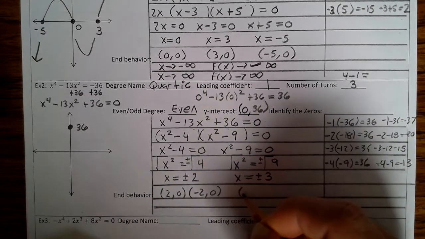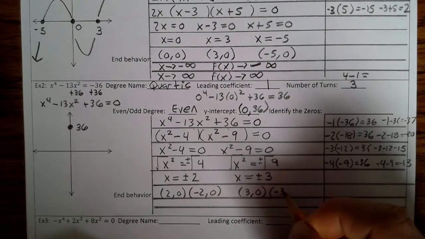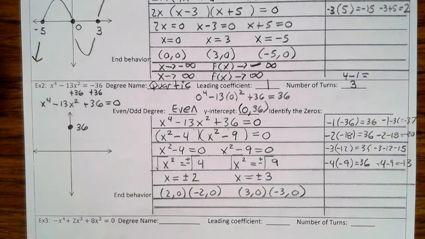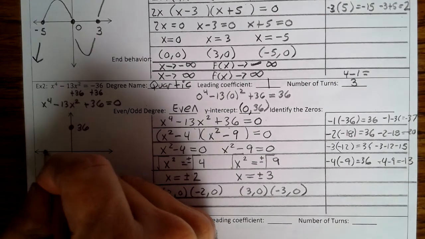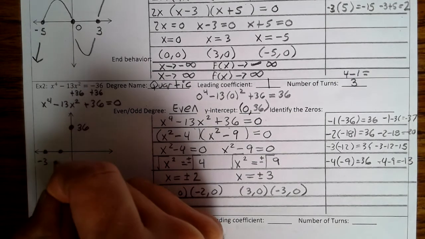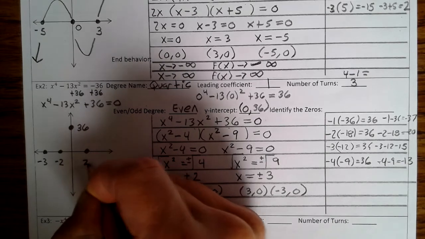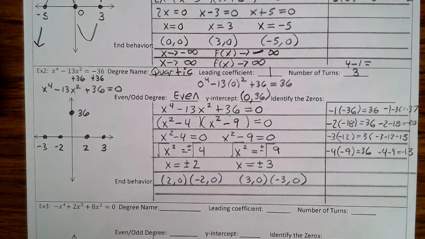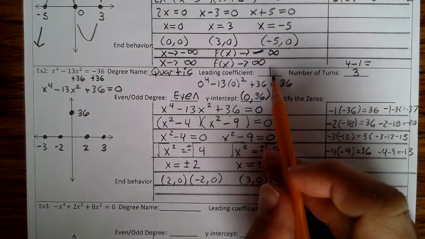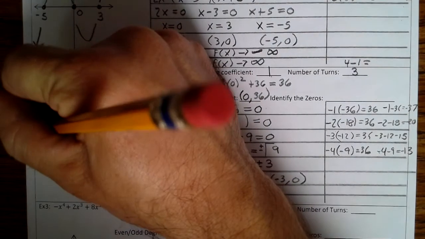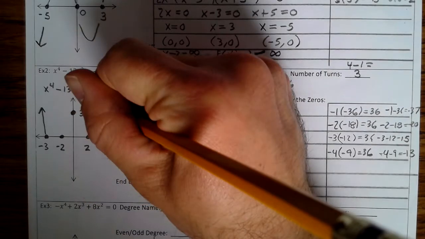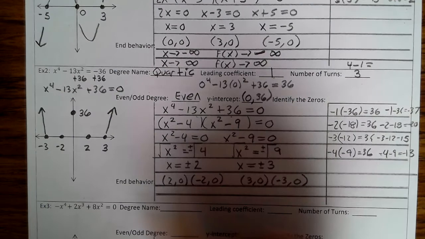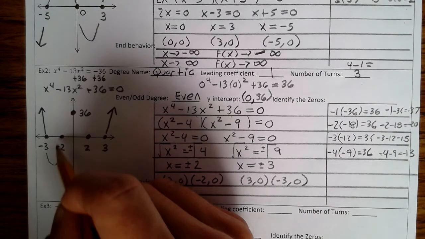So let's put those. So that's negative 3, negative 2, positive 2, positive 3. Okay. Now, we know that since the leading coefficient is positive, it opens upwards, and then there's 3 turns. So 1 turn, 2 turns, and 3 turns. And there's your sketch.